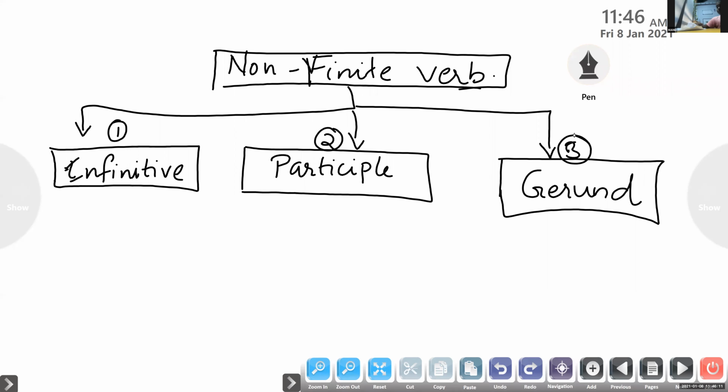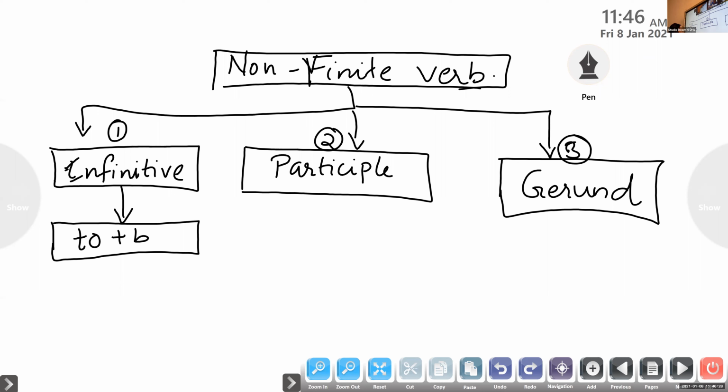Look here. Infinitive. This is called the to-infinitive because the verb is preceded by the word "to," the preposition "to." So to plus base form. Infinitives are "to" plus base form, and it is known as the to-infinitive. By looking at the verb, we are unable to identify the tense form. Clear? Yes, ma'am. Okay, so examples.